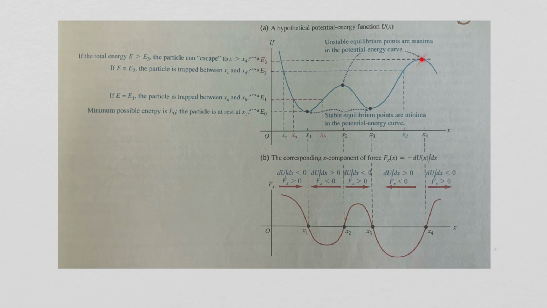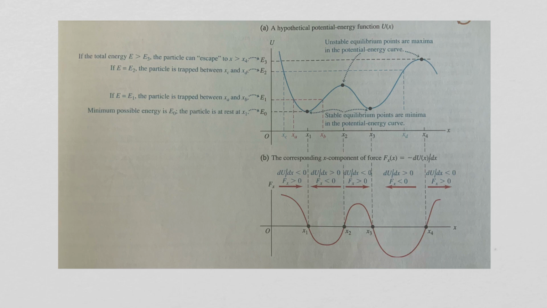So when the particle gets to that point right here at the top of this hill, it will stop there, and this is a position of unstable equilibrium. So this is a maximum point. Another maximum point is right here. This is also a position of unstable equilibrium. So unstable equilibrium points are maxima in the potential energy curve.